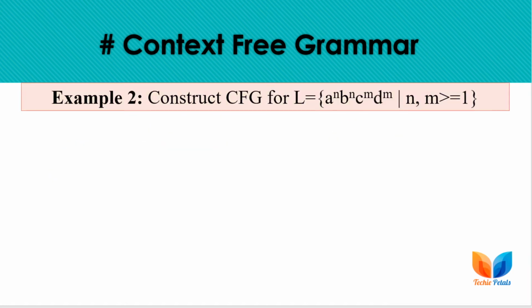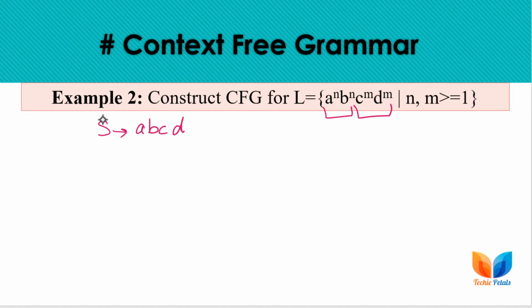The next example is a raised to power n, b raised to power n, meaning the same number of a's followed by the same number of b's, then the same number of c's followed by the same number of d's. But there is no relation between the occurrences of ab and cd. So we can have any number of ab followed by any number of cd, but we must have a minimum of one occurrence of each, as n and m must be greater than or equal to 1. So the minimum string here is a, b, c, d.